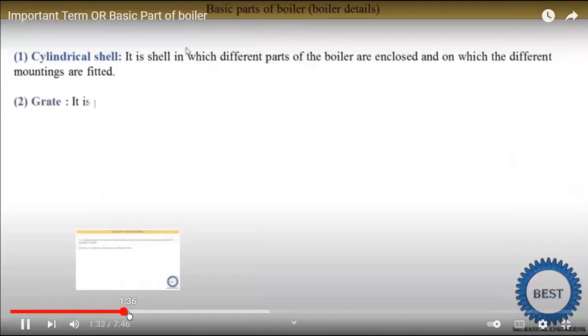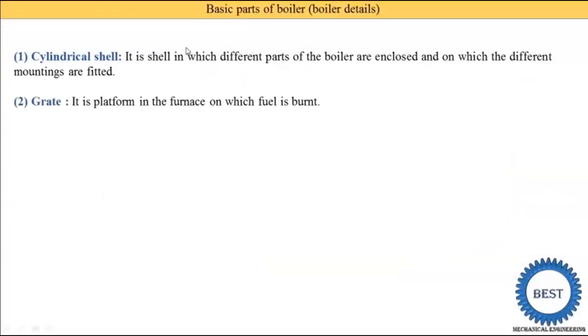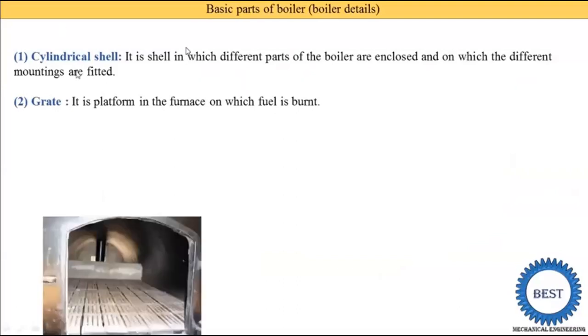The second part is the grate. The grate is one part of the furnace, and it is the platform in a furnace on which the fuel is burnt. Various fuels are put on it for combustion purposes. The grate looks like this. Here I show you this image. This is the complete furnace and this is the door of the furnace. From this door, the different fuel is supplied inside onto the furnace grate. This is the bottom part.